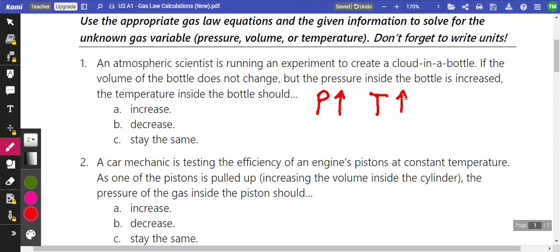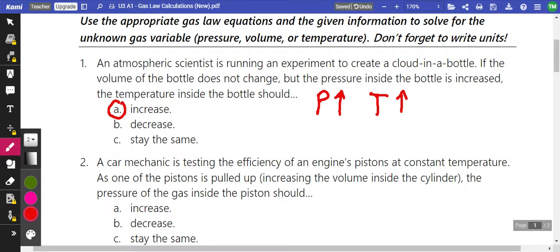As pressure is going up, that means more force is hitting the inside of the container. That means those particles have to be moving faster. They've got to have more impact from having higher kinetic energy, and that basically comes from higher temperature. Okay, so our temperature inside our bottle should be increasing.